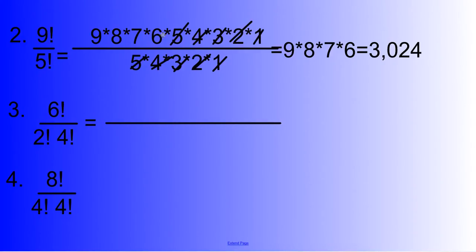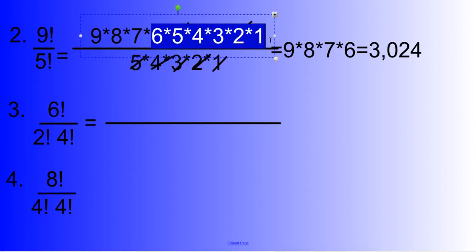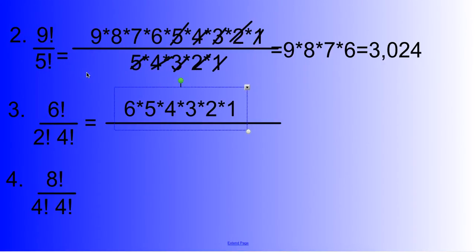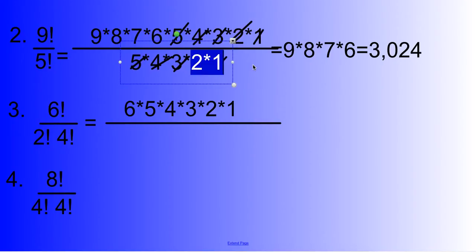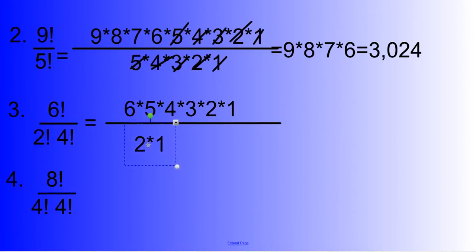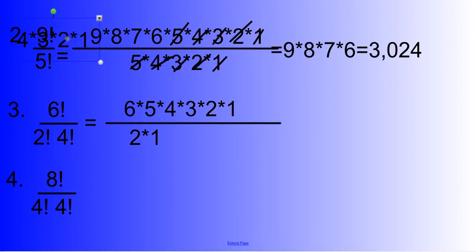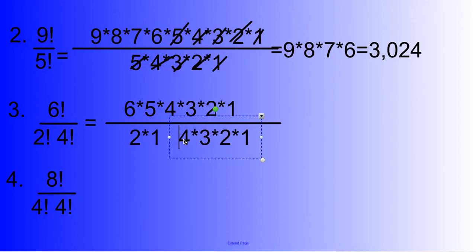All right, so for 6 factorial, I'm going to take 6, 5, 4, 3, 2, 1. And there's 2 parts to the denominator now. So now we have 2 factorial, which is the same as 2 times 1. Okay, but we also have a 4 factorial. So both of those parts get multiplied in the denominator. So this is what we end up with. And so the operation between those 2 is multiplication.